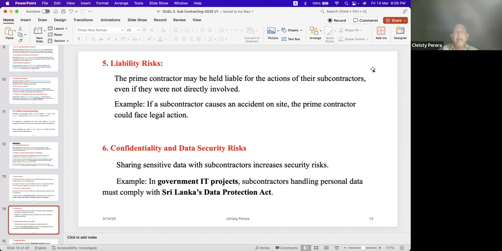Okay. Confidentiality and data security risk. Sharing sensitive data with subcontractors increases security risk. Sensitive data, especially in IT projects. For example, in a government IT project, subcontractors handling personal data must comply with Sri Lanka's Data Protection Act. Something happened sometime back.